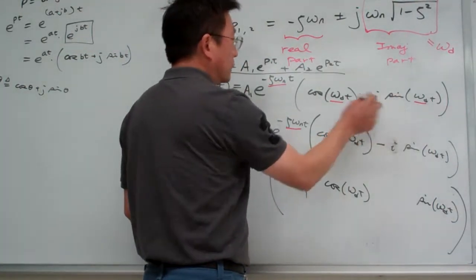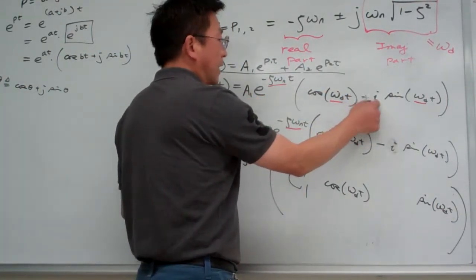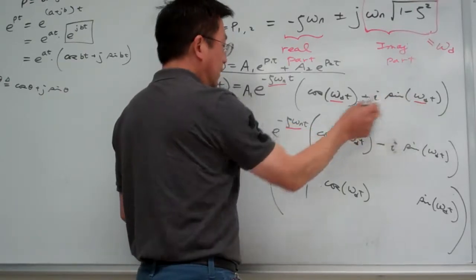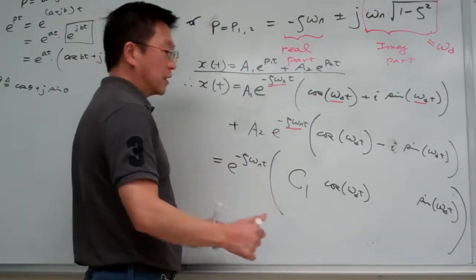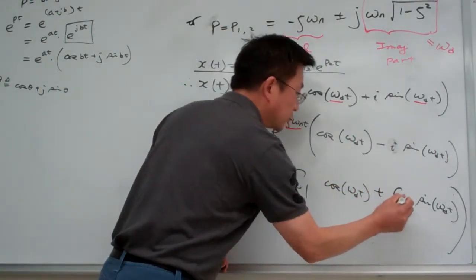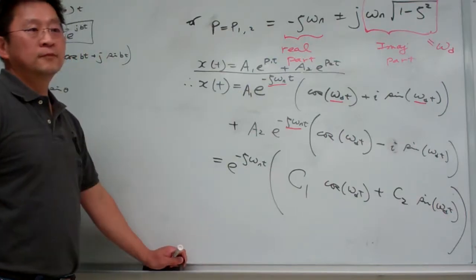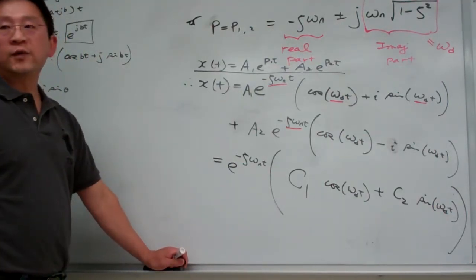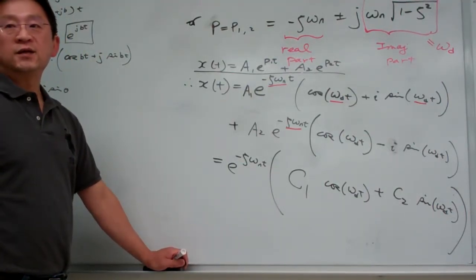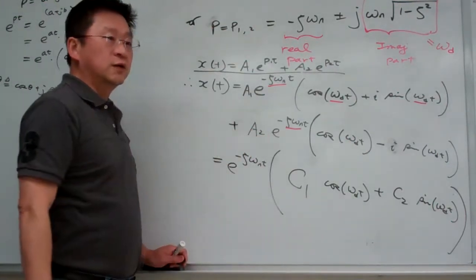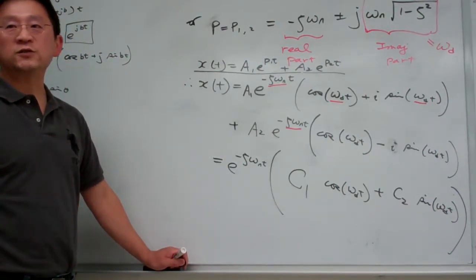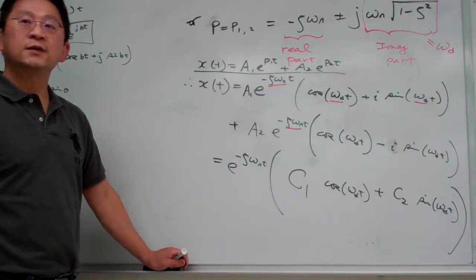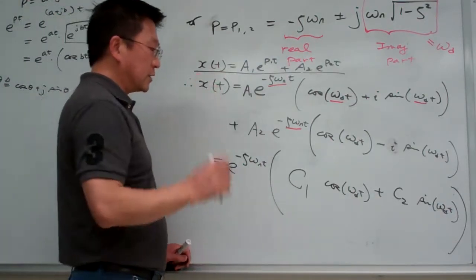In a similar way, the A1 multiplied with i is a coefficient for sine, and A2 multiplied with minus i is the coefficient for sine. Again, combined together, I simply define it as C2. C1, C2 may be real, may be complex, depending on the situation. Mathematically, it's possible C1, C2 can be complex, but physically, for vibrations, I can tell you C1, C2 both should be real numbers.